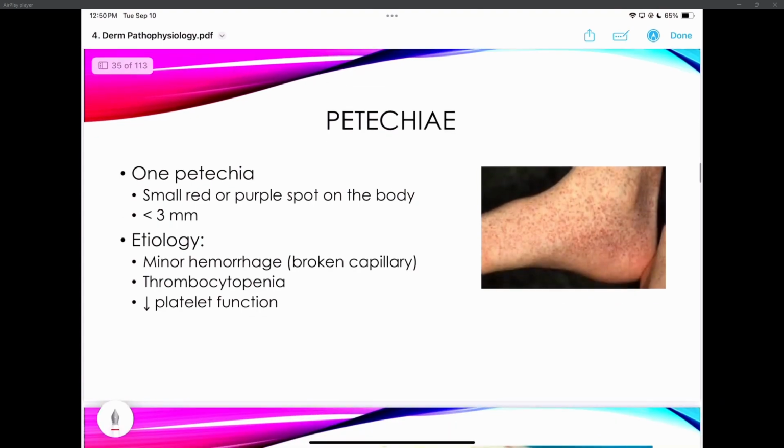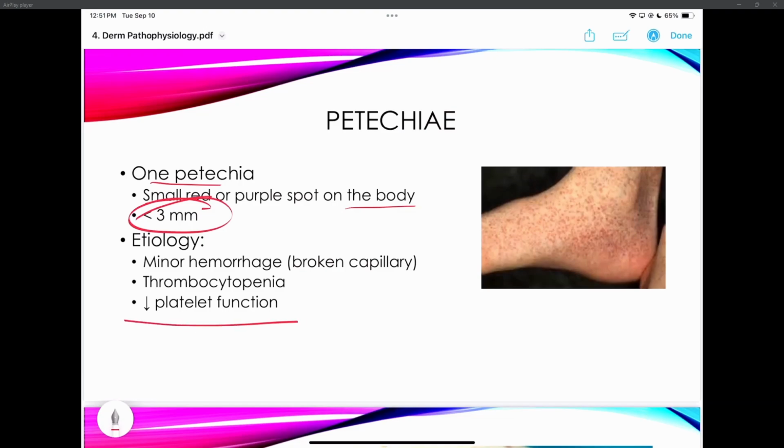Petechiae. One petechia is a small red or purple spot on the body, less than 3 millimeters. What causes petechiae? Minor hemorrhages, broken capillaries. If you've ever had too much fun on a Friday or Saturday night and you wind up getting sick, some people, when they vomit very hard, will break the blood vessels in their face, causing petechiae just from the act of vomiting. The pressure builds up so much, they rupture and cause petechiae.